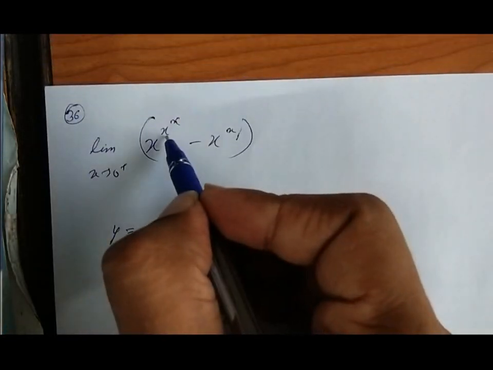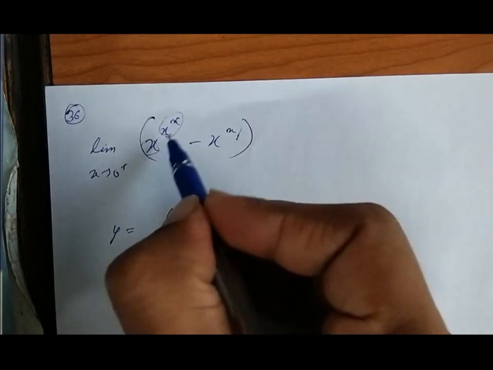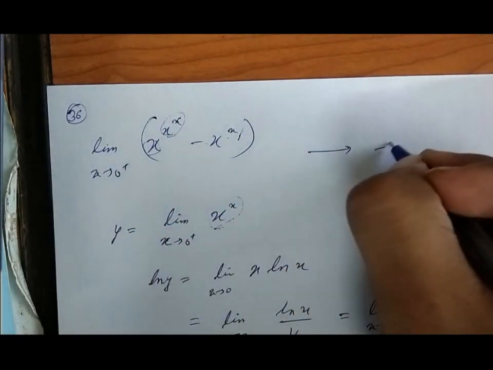So look at this limit. This is 1, this is 0. 0 to the power 1 minus 1. This will tend to minus 1. Okay.